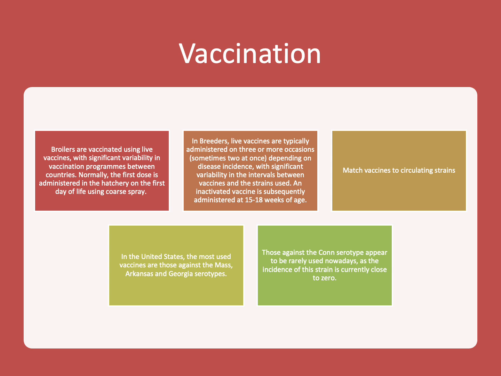So first, you must know the strains of infectious bronchitis that are circulating in your environs before you determine the type of vaccine to give. In the United States, the most used vaccines are those against the Massachusetts, Arkansas, and Georgia serotypes. And those against the Connecticut serotype appear to be rarely used nowadays, as the incidence of this strain is currently close to zero.